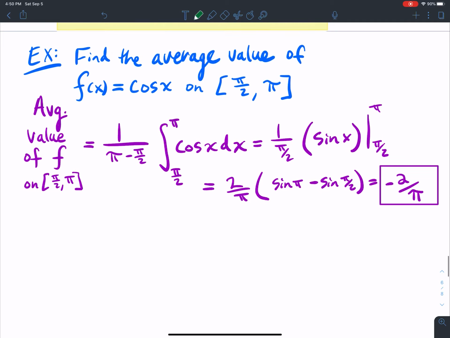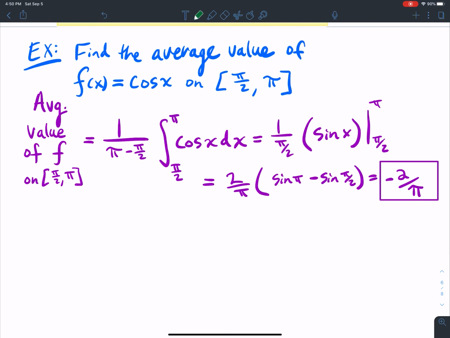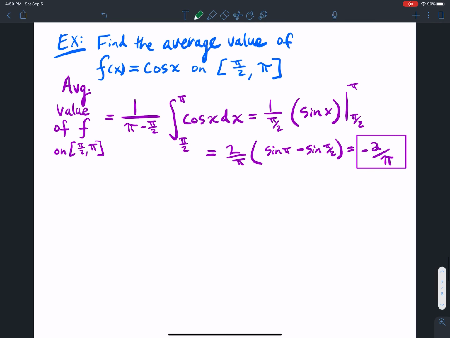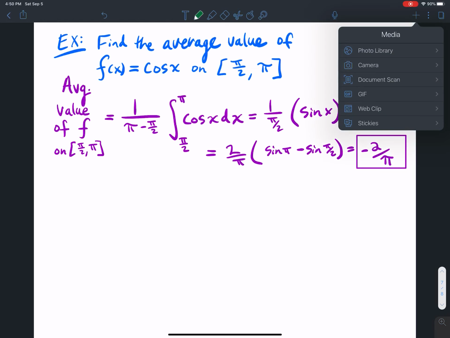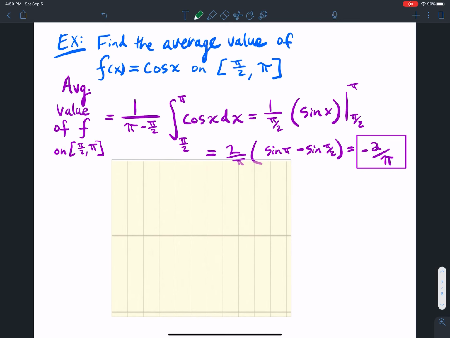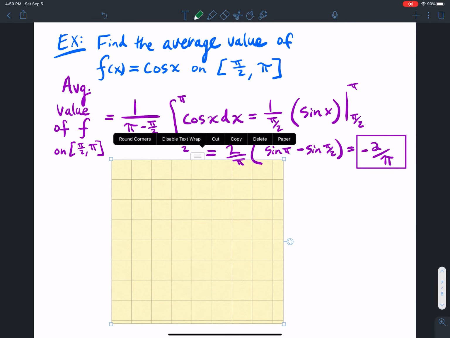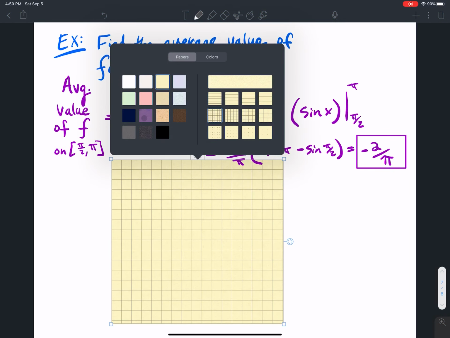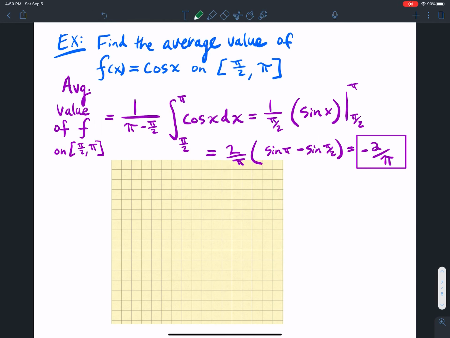If you want to see a picture of this, maybe you're asked to draw a picture of this on an exam or something, what I would do is, well, let me see if I can figure this out. Let's add in a sticky note. How about that? Okay, let's make it a little bit narrower. Yeah, that'll work.